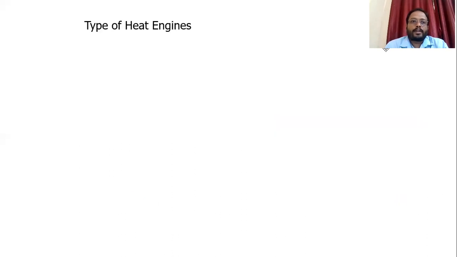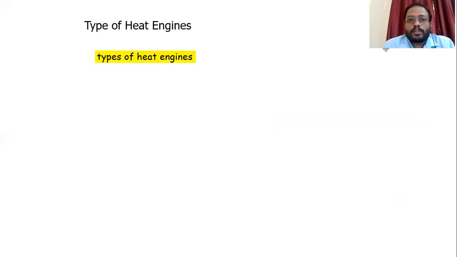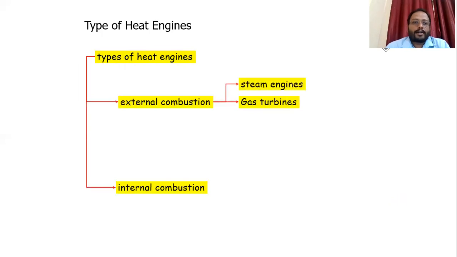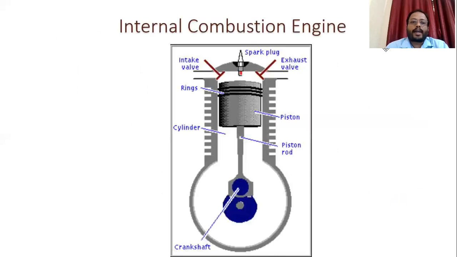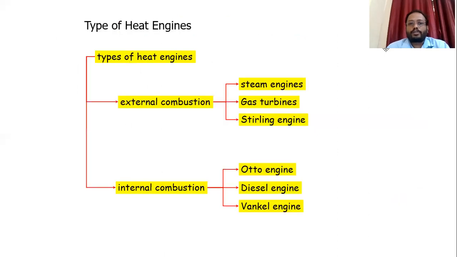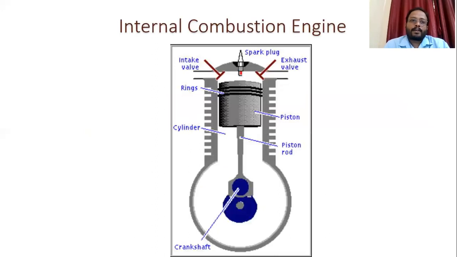Let's see what happens. There are types of engines. How many types of heat engines are there? There are two types of heat engines, external combustion and internal combustion. In this, the steam engines, the gas turbine and the Stirling engine are external combustion engines where the combustion takes place outside, and the internal combustion engines are like the auto engine, which is also known as petrol engine, the diesel engine and the vehicle engine.